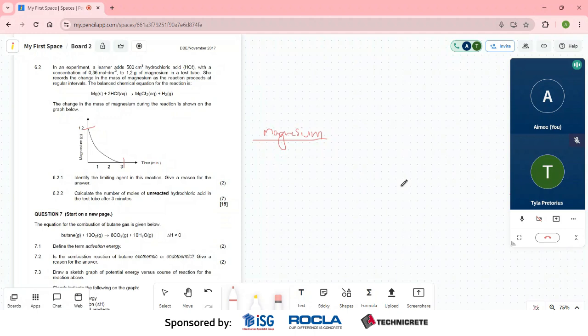There's nothing left. You can't be an agent in excess if there's nothing of you left at the end of the reaction. So your answer here is magnesium, because at the end of the reaction time, there's none of it left. It's all used up. Okay, its amount in grams is 0.